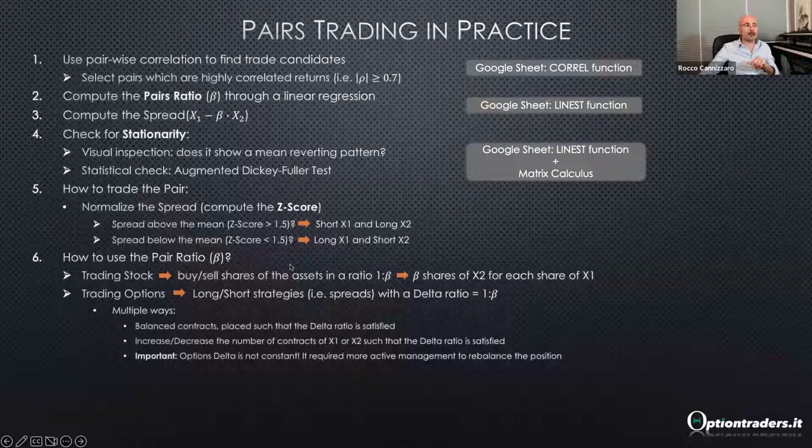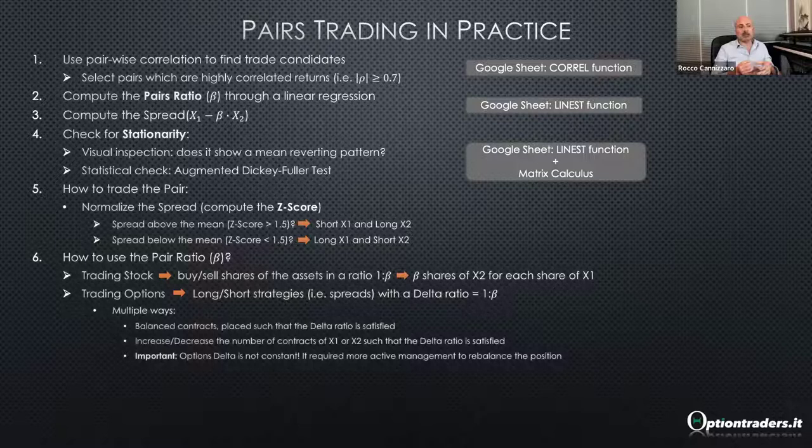Another way of doing this is by using options. And so again, we would choose long or short strategies, and this can be spread, it can be whatever you like. But essentially, instead of using the actual shares, we use a proxy for the shares. And we know that the delta of an option is a proxy for the number of shares of that option. And so what we would do is we use the ratio of delta between a position that we put on one asset, and let's say we buy a spread on one and we sell a spread on the other. By doing this, we need to check what is the delta of one position against the delta of the other position, and we need to see that these are in the ratio of 1 to beta, essentially.